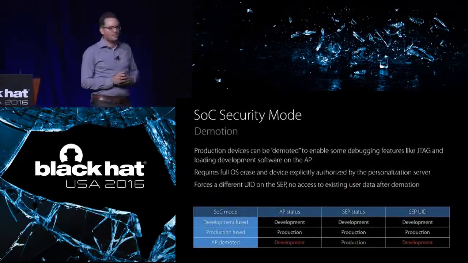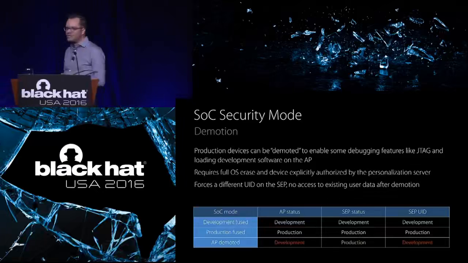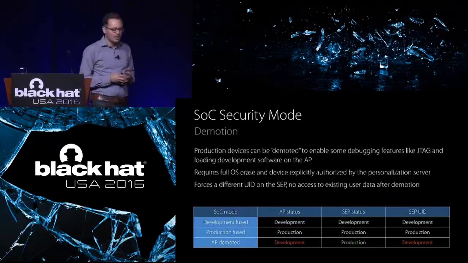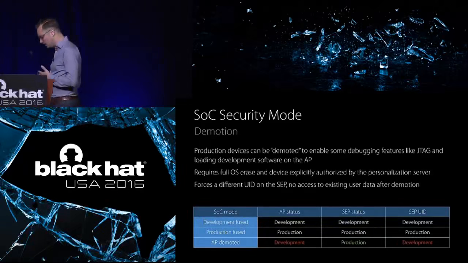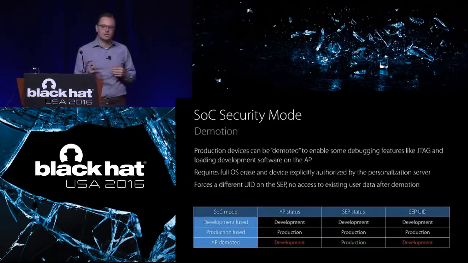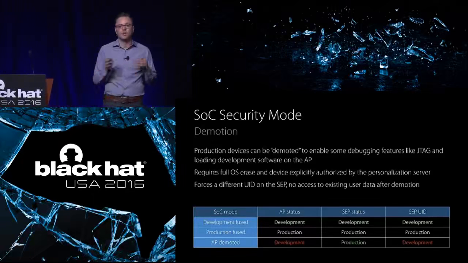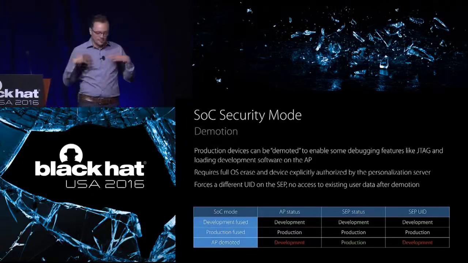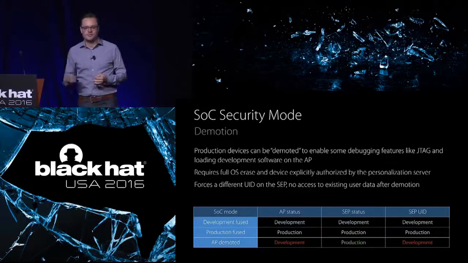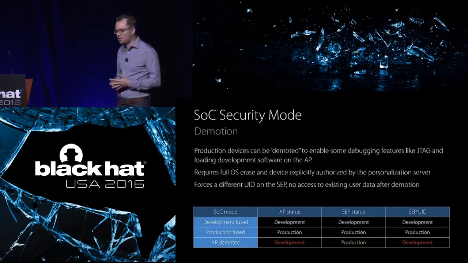There's one more thing I want to call out about this, which is something we call the SoC security mode. We have a feature called demotion, and this is because if you think about it, we have 1 billion active devices out there, and we need to have some ability to be able to debug a production device. And so the demotion feature is a way to take a production device and enable some debugging functionality like JTAG and the ability to load development software on the application processor, though not the SEP. This requires both that after being authorized for this on the personalization server, the device to be demoted is fully erased and a new OS loaded on it.